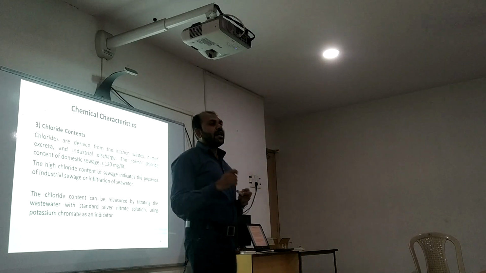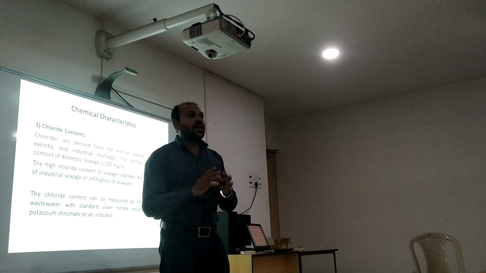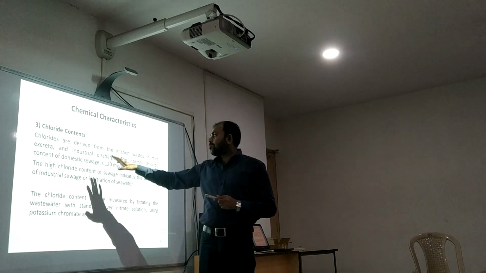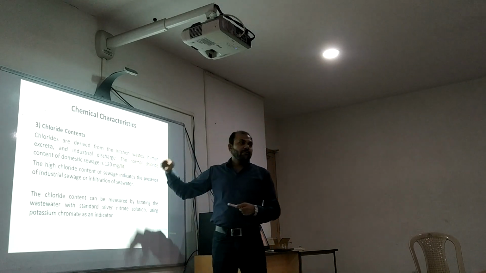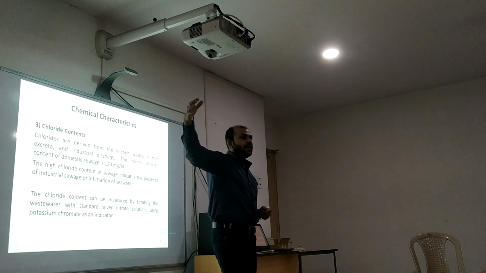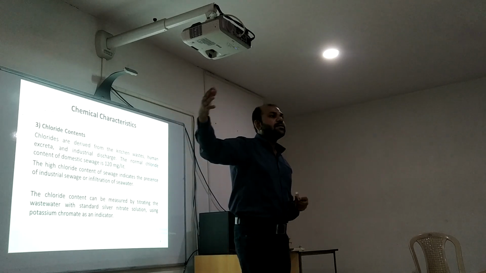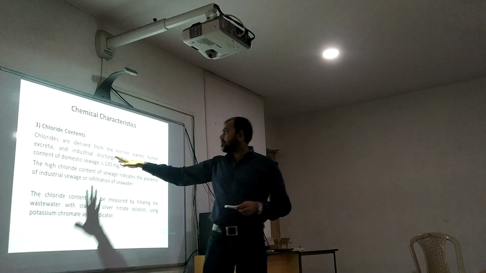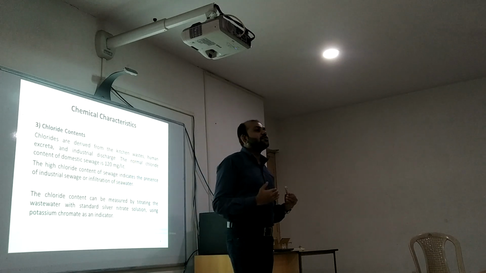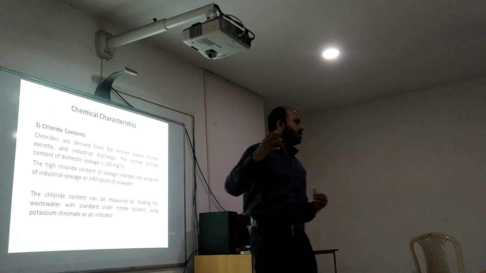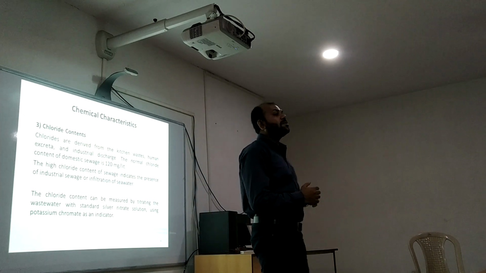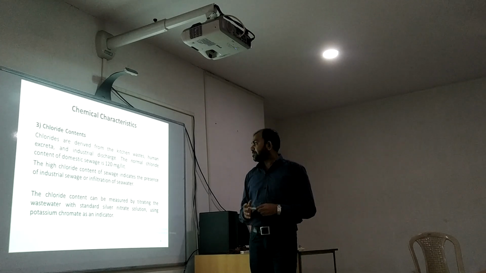But in wastewater, the chloride content is much higher than in drinking water. Chlorides are derived from kitchen waste. Why does wastewater contain a higher amount of chloride? Because wastewater contains residues from kitchen waste, from human excreta, and from industrial discharges. These are huge contributors of chloride. That is why in wastewater the chloride content can be as high as 1000 mg per liter or 1000 ppm.